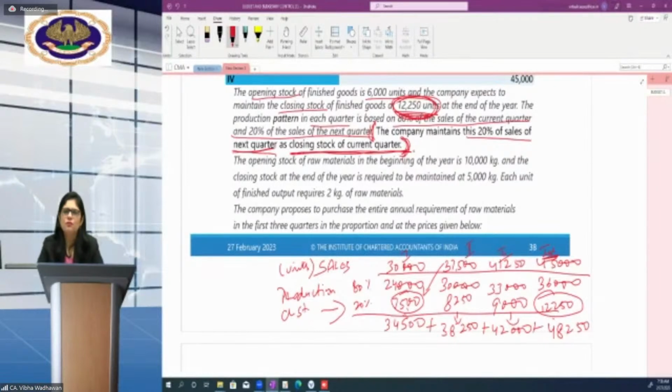I hope there should be no doubt that the highlight of this question is 12,250. So far, the highlight of the production budget. In the previous question, the highlight was the opening stock. The closing stock of March has to be the opening stock of April. In this question, the closing stock of the fourth quarter was given, and 20% of the next quarter's sales is also the closing stock of that particular quarter. So 20% we are taking.